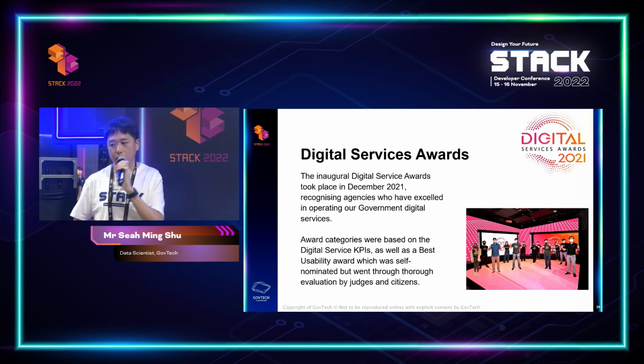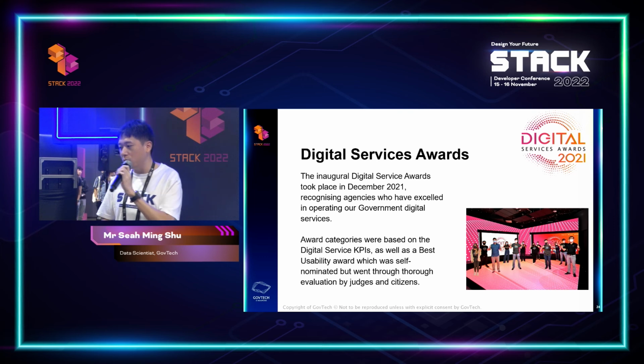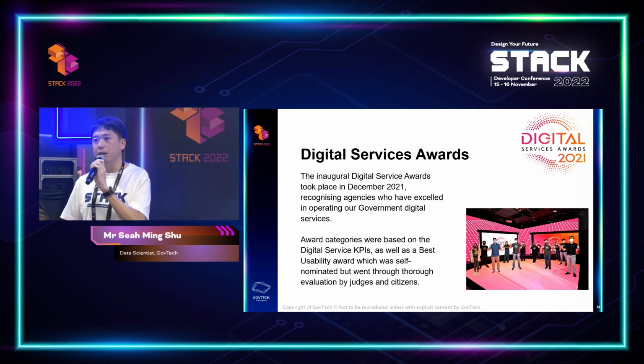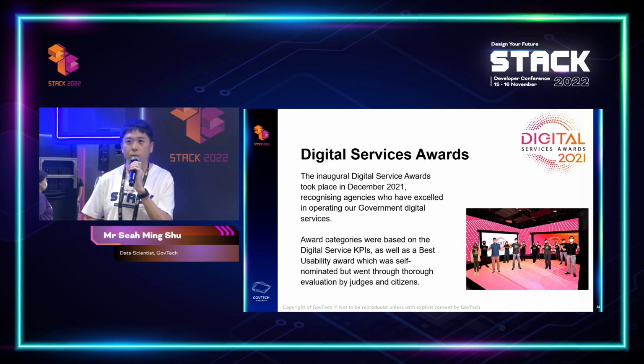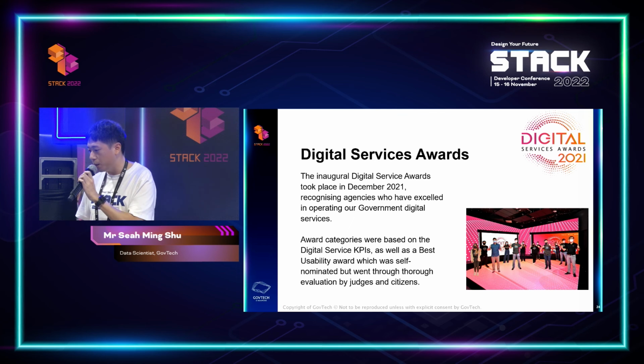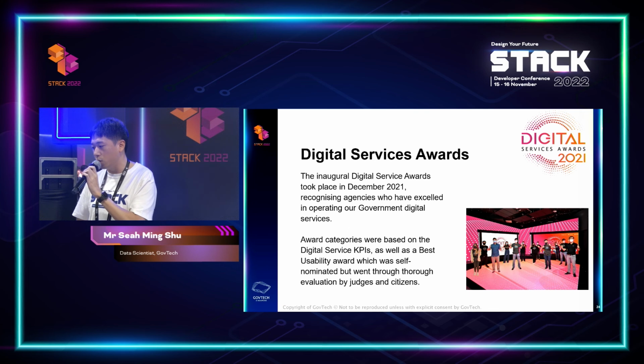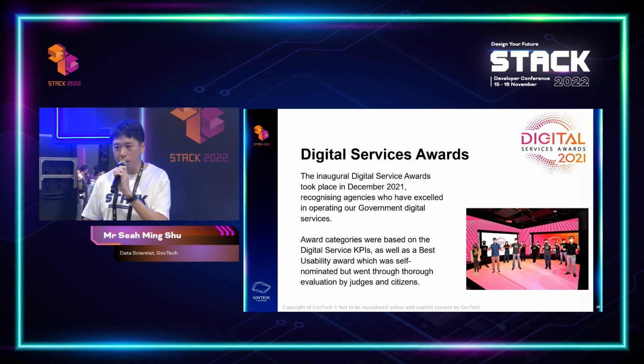The other initiative is the Digital Service Award. This was to provide more positive reinforcement to motivate public officers to improve their digital services. The inaugural awards were conducted last year in December to recognize agencies who have exemplified excellence in operating our government services. All our award categories were also based on the KPIs that have been tracked on WOGAA.